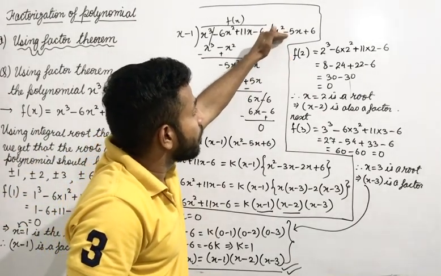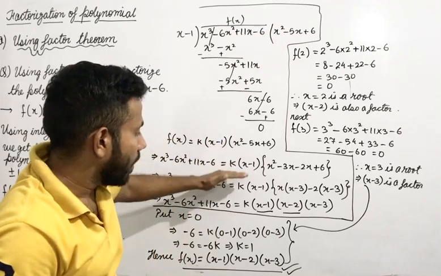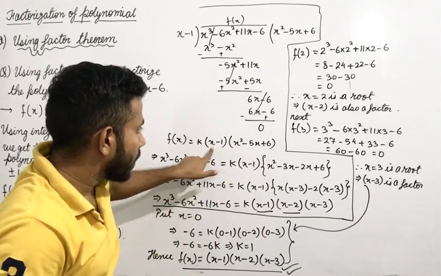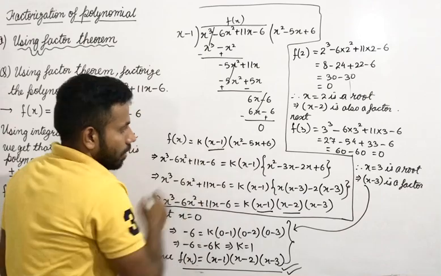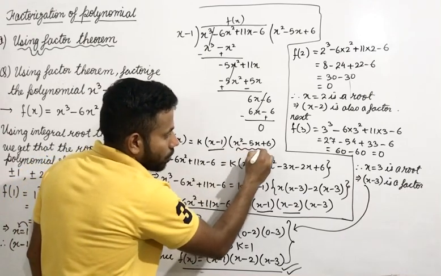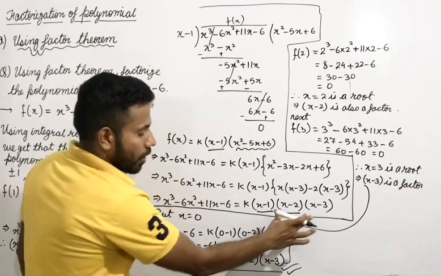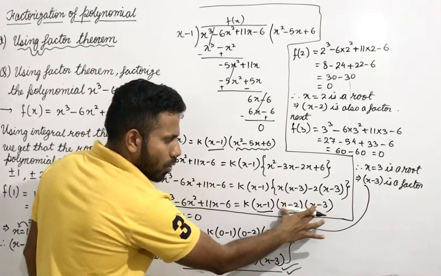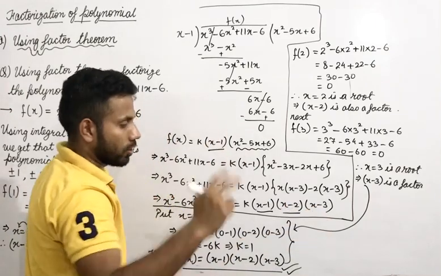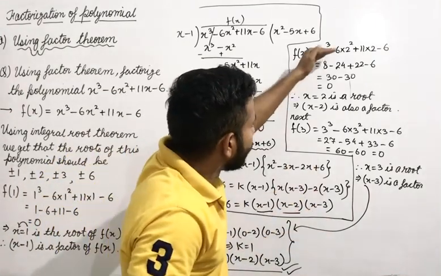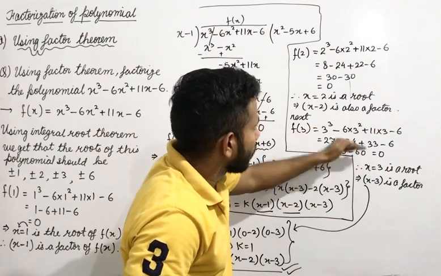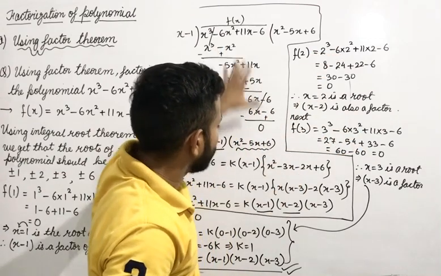When you get this quadratic quotient, split it like this. So one factor we have got ready-made. From splitting this quadratic quotient, you get two other factors. From these two other factors, you get two other roots. So when you get two other roots, verify it like this. This is the rough.